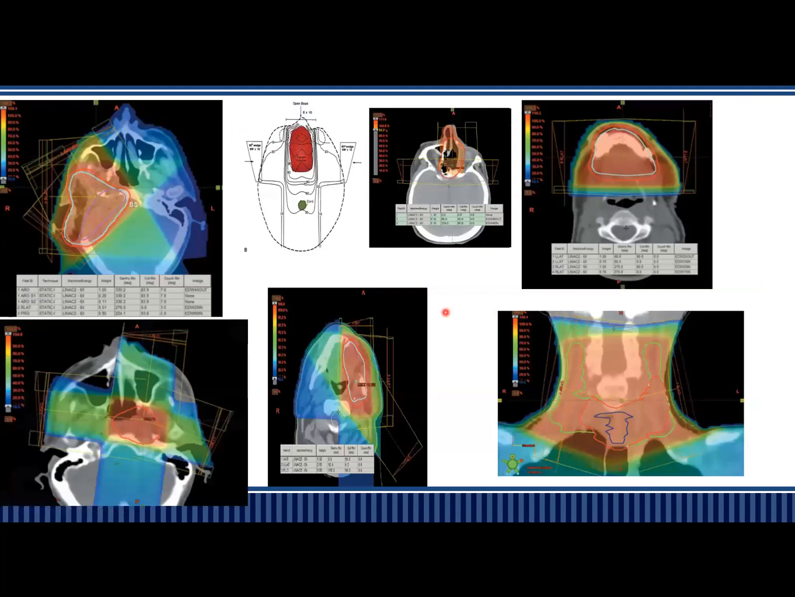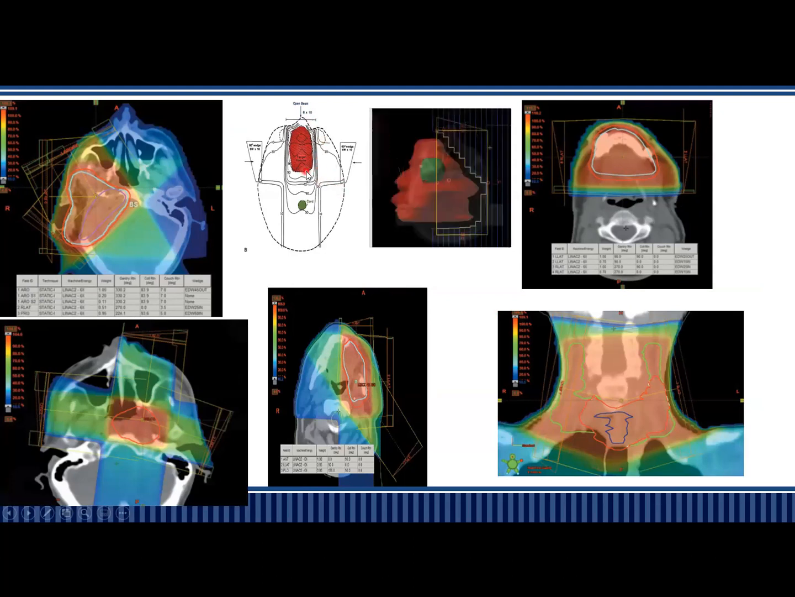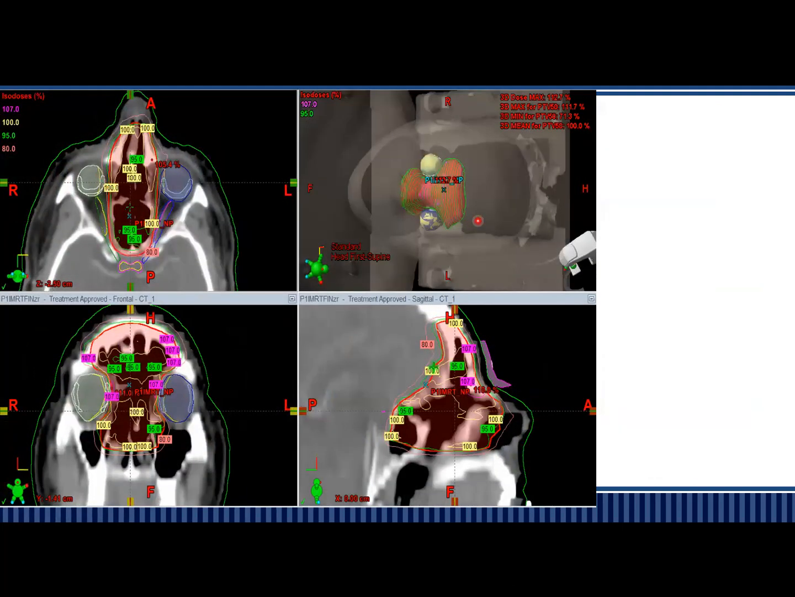These are some other techniques. This is a very interesting technique, the bull's-eye technique, but one has to have an ideal volume for this. This is a beam's eye view. And this is a 3D view of one of the plans.